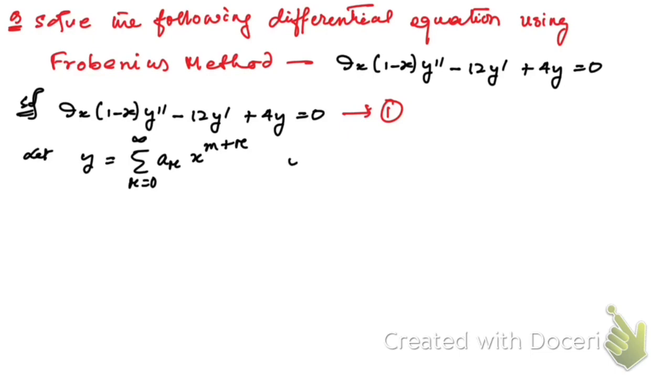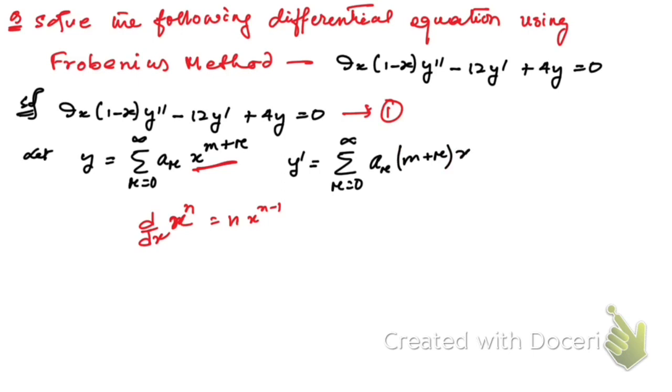Now if you differentiate it, that means if you find y dash, then y dash will be summation r equal to 0 to infinity, a_r is constant, so simply a_r. Using the formula d/dx of x to the power n equals n x to the power n minus 1, here n is m plus r, then x to the power m plus r minus 1, that's what you're going to have, right? If you differentiate it again, you're going to obtain y double dash.